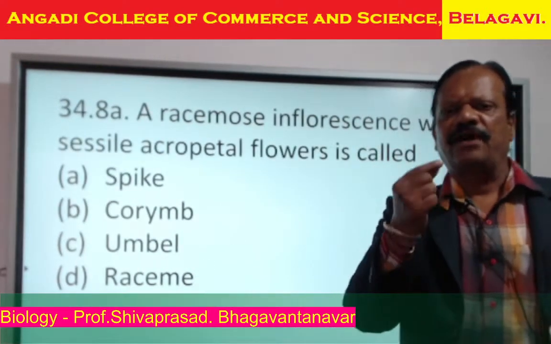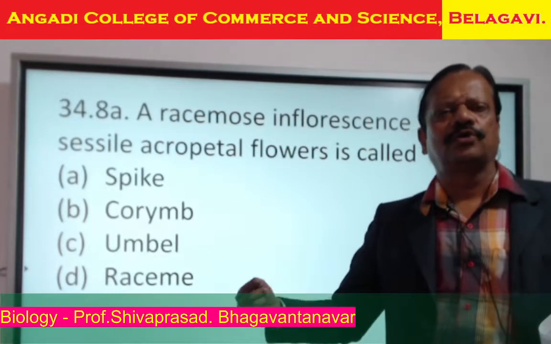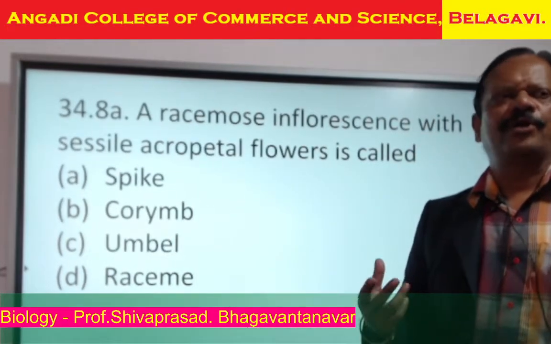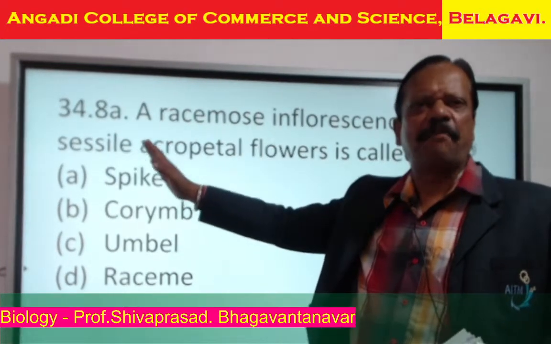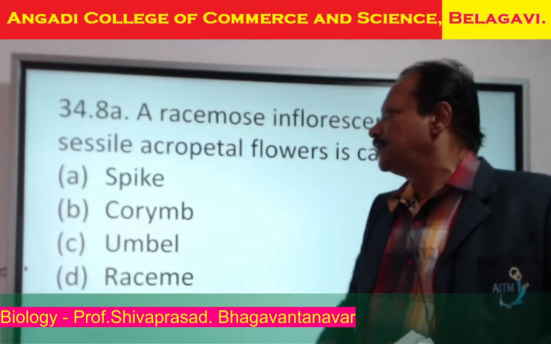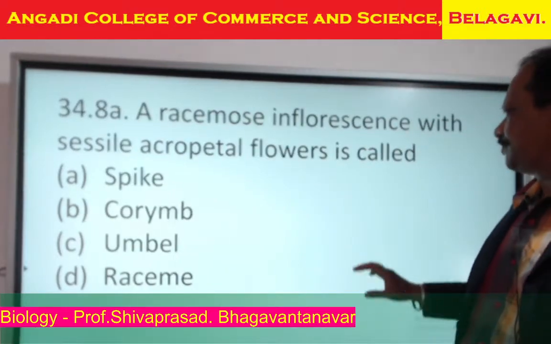Racemose: the floral axis continues to grow, so as a result it produces the flowers. But here the correct option is spike, that is A. We'll move to the next question.